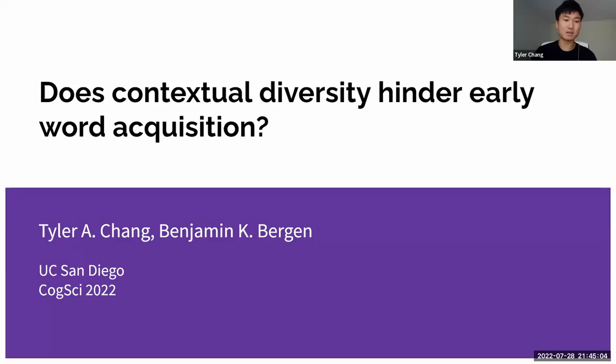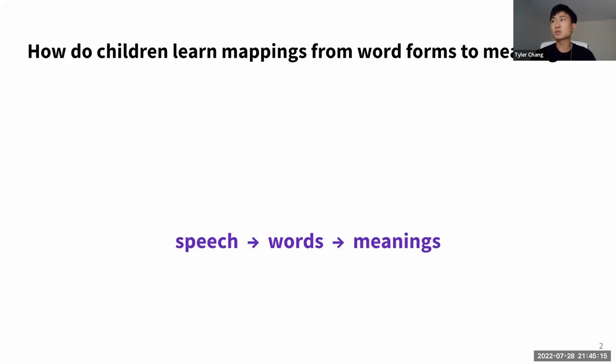So I'm Tyler. I'm a PhD student at UC San Diego, and I'll be talking about whether contextual diversity hinders early word acquisition. So we'll start with the broad question: how do children learn mappings from word forms to meanings?